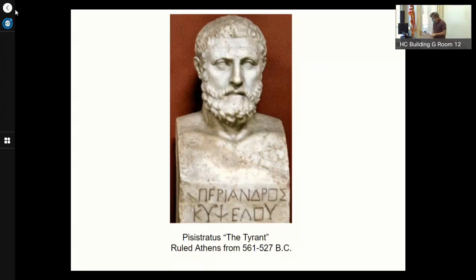Anyway, Pisistratus dies. His sons were not able to carry on the legacy. Now what are we going to do? So in 527 BC, we have to decide what type of government we're going to have. We have to decide how we're going to rule ourselves. Are we going to figure out some way for the middle class to come along? Are we going to let the elites come back? What's the deal?